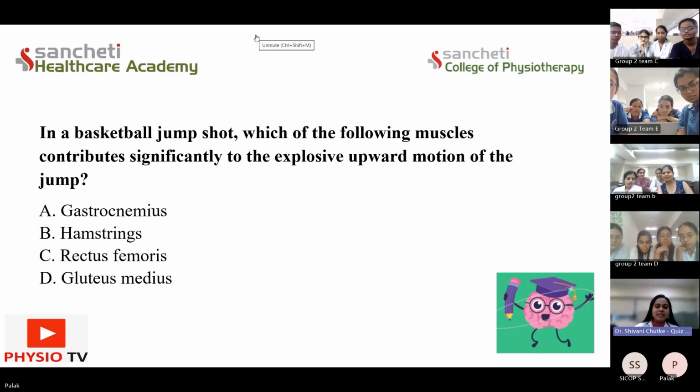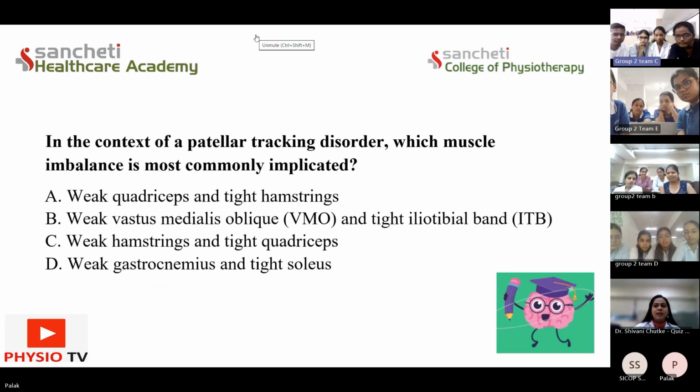Coming to the next team, that is team C, requesting team B to kindly mute yourself. Yes, team C, can you unmute yourself? Yes, ma'am. So the question is, in context of patellar tracking disorder, which muscle imbalance is most commonly implicated? Your options are A, weak quadriceps and tight hamstrings, B, weak vastus medialis oblique and tight iliotibial band, C, weak hamstrings and tight quadriceps, D, weak gastrocnemius and tight soleus. Your time starts now. Option B, weak vastus medialis oblique and tight iliotibial band. Absolutely right. That has fetched you 10 points. Thank you.